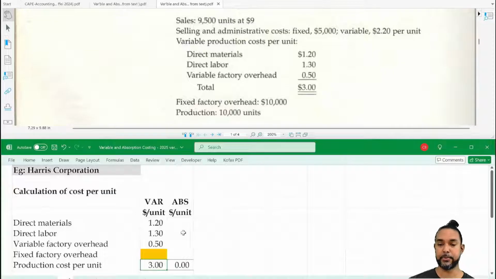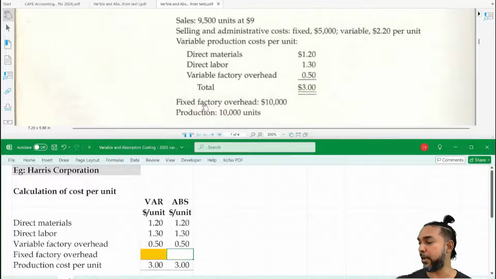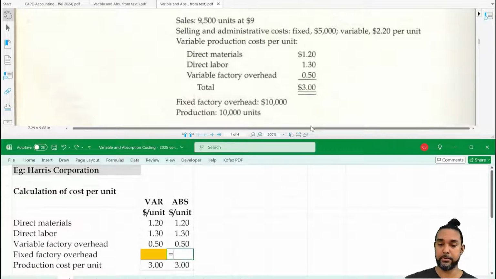Under absorption costing, you will have the same direct materials, direct labor, and variable factory overhead, but also your fixed factory overhead. So we need to find the fixed factory overhead per unit. If you take your fixed factory overhead of 10,000 and divide by the number of units produced, 10,000, you'll get 1. So the absorption cost per unit is $4.